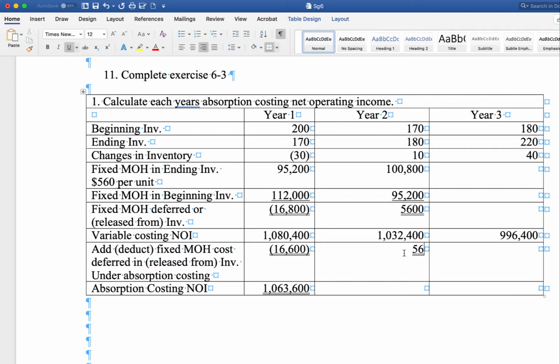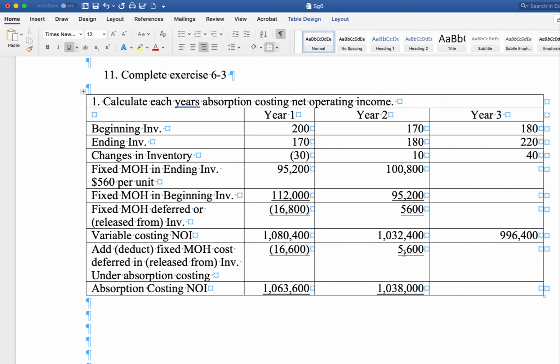Oh, $5,600, sorry about that. That means that our net income is $1,038,000. Oh, sorry. $1,038,000. That makes sense. Why?